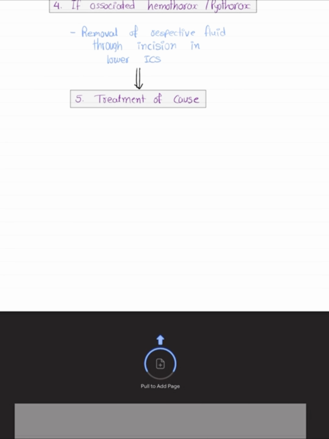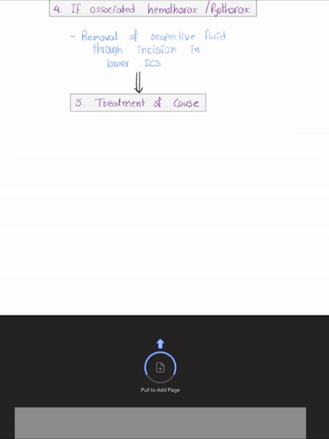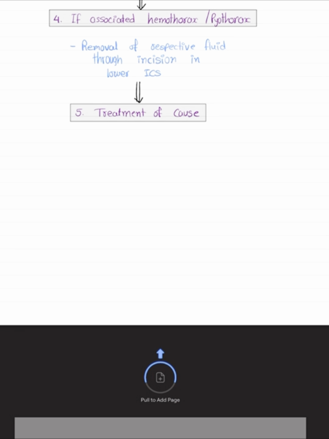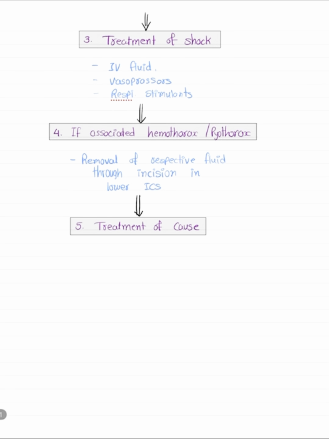The fourth step is, if it is associated with hemothorax or pyothorax, we have to do the removal of the respective fluid through incision and drainage in the lower intercostal space. And the fifth is treatment of the cause. That can be either an infectious cause or trauma, like tuberculosis or any injury to the ribs, which can cause the tension pneumothorax. Thank you.